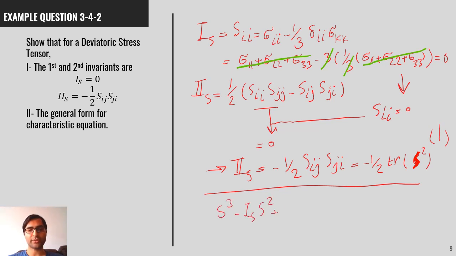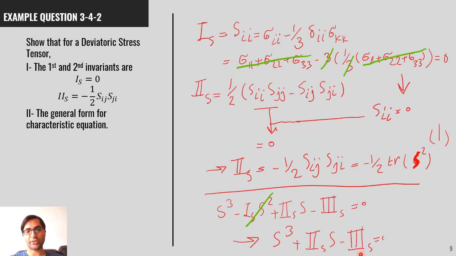For the second part of the question, we already know that the characteristic equation should look like this: s to the power of 3 minus the first invariant s squared plus the second invariant s minus the third invariant equal to 0. But we already know that the first invariant is 0, so this term is cancelled, and the characteristic equation is reduced to s to the power of 3 plus the second invariant s minus the third invariant equal to 0. And that's the general characteristic equation form for a deviatoric stress tensor.